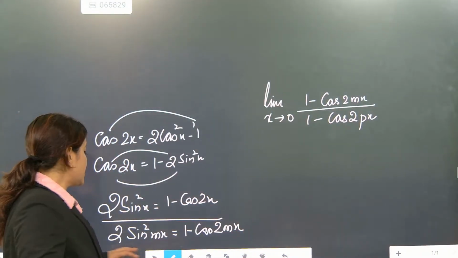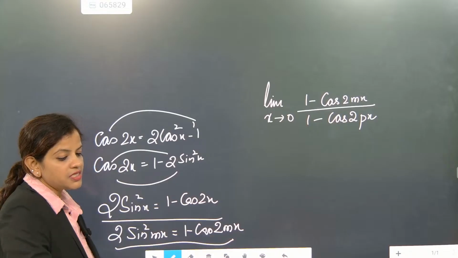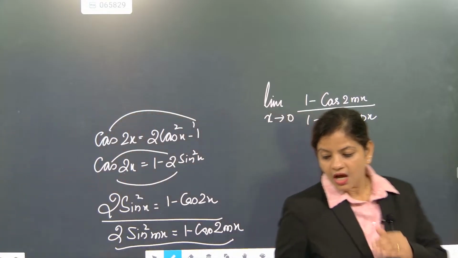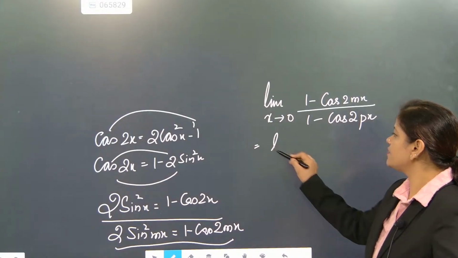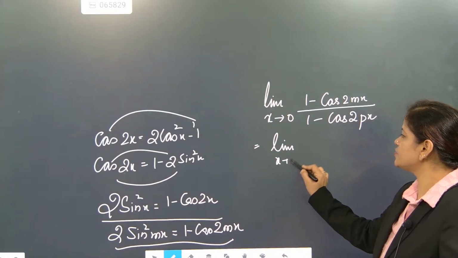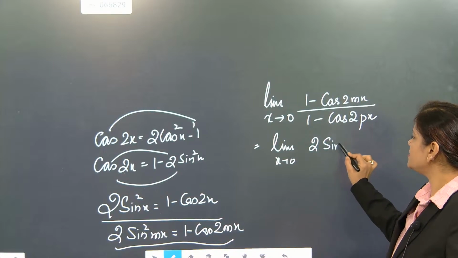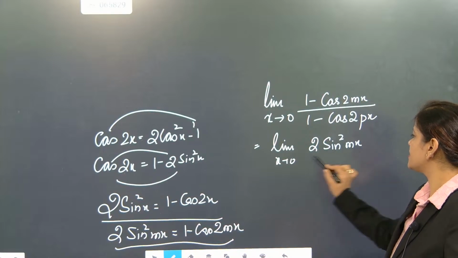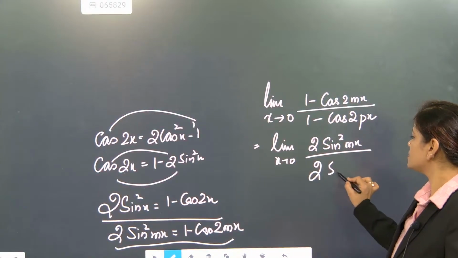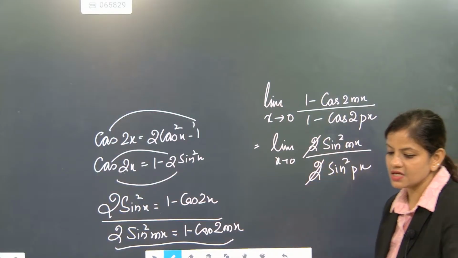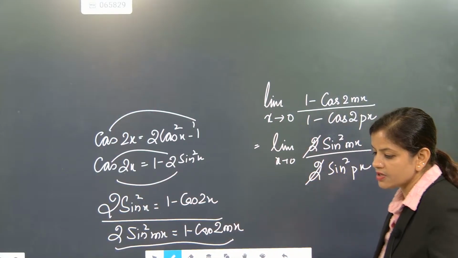Absolutely correct answer, Sujata. This is exactly the correct format. So once I wrote 1 minus cos 2mx, how are we going to proceed here? It will come as limit x tends to 0, 2 sine square mx by 2 sine square px. So 2 and 2 will get cancelled. And last class, what did I teach?